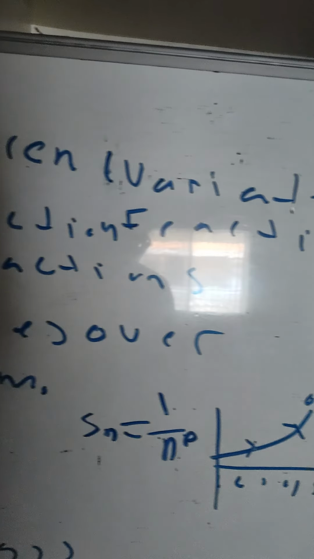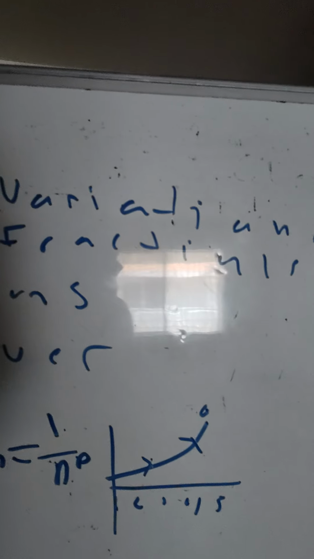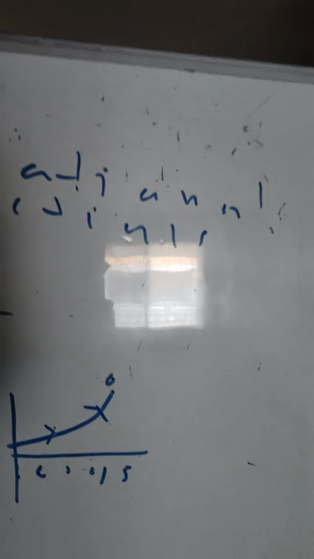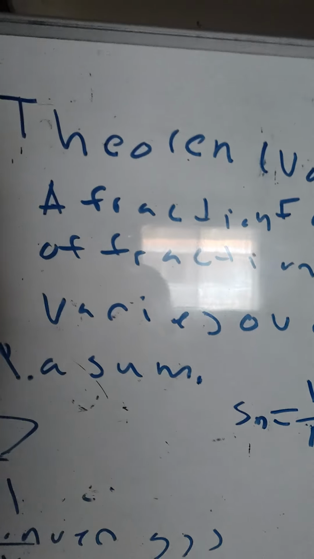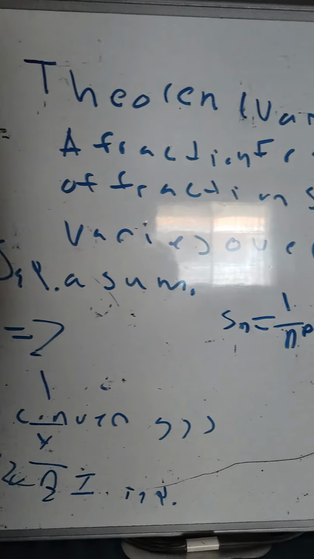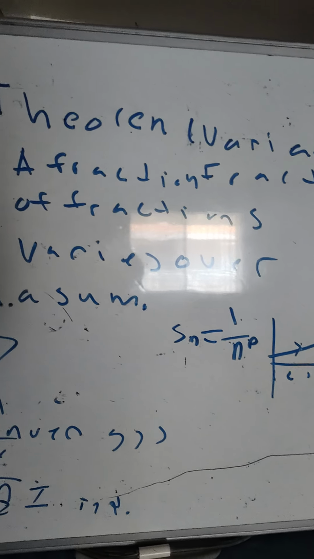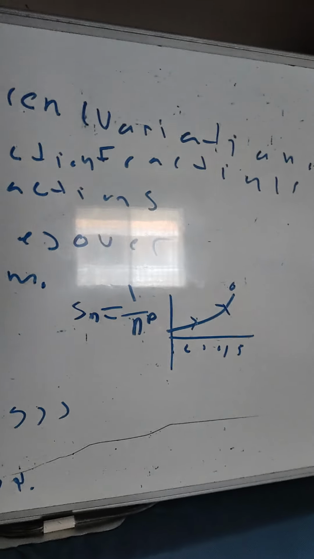I want you to pay close attention. We're having a very important theorem here that's going to govern our previous notion of those fractions. And it says here that a fraction or a series of these fractions, in other words, varies over the sum.